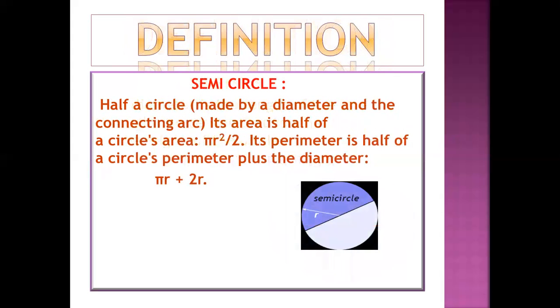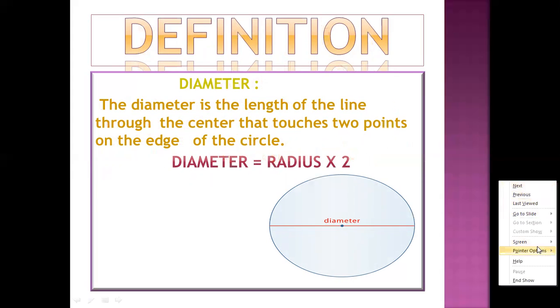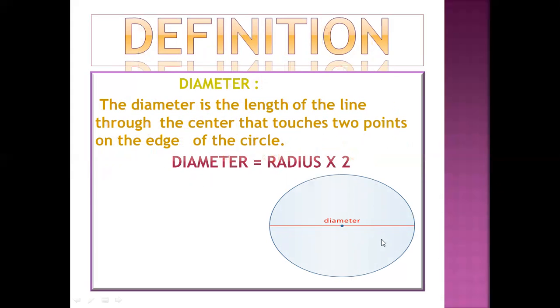Diameter. The diameter is the length of the line through the center that touches two points on the edge of the circle. The diameter is the length of the line. This line you can see on your screen. The center that touches two points on the edges of the circle. And the formula to find the diameter is 2 multiplied by radius, or radius multiplied by 2.